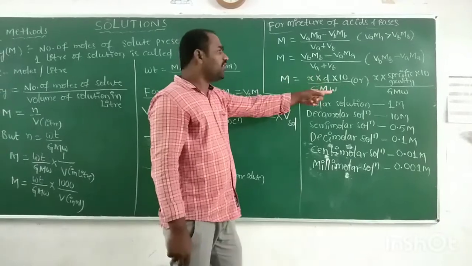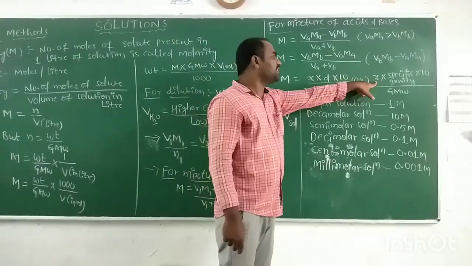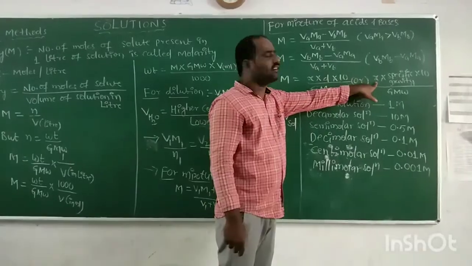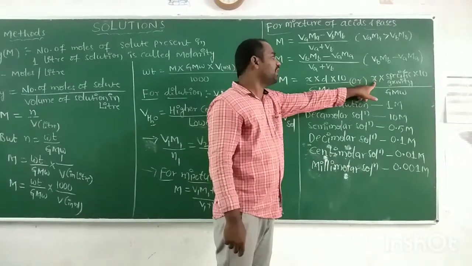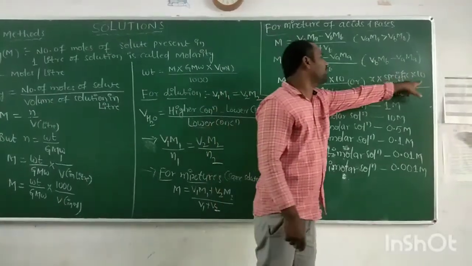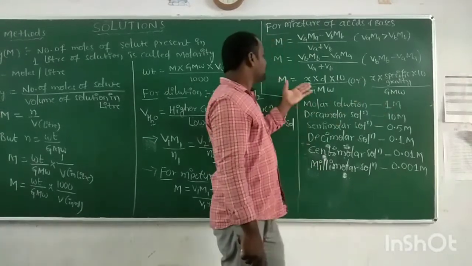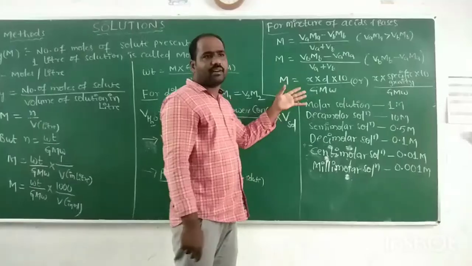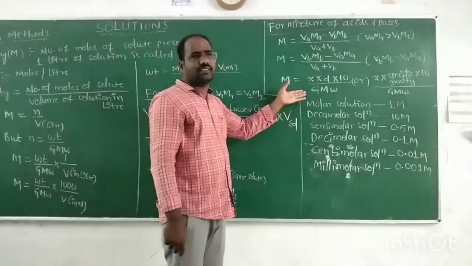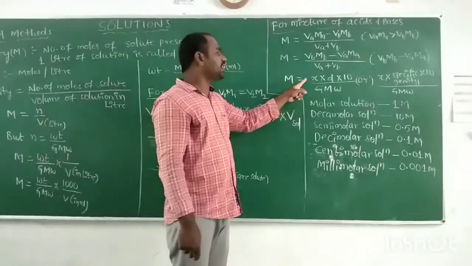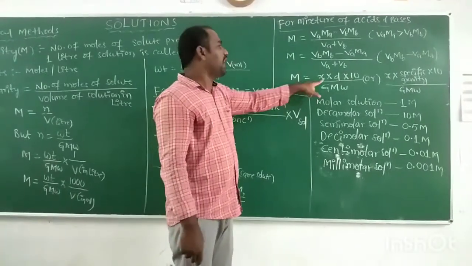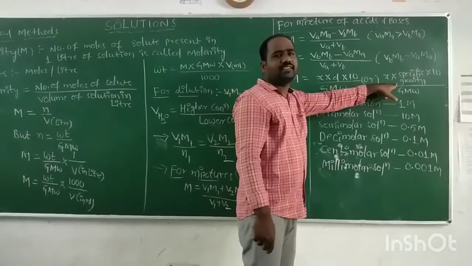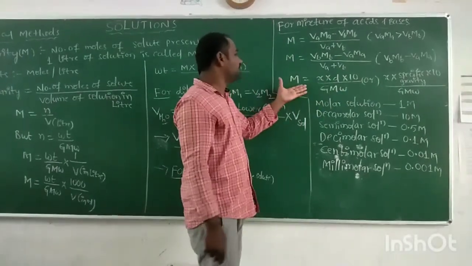If specific gravity and mass percentage or mass to volume percentage are given, we can use another formula: X into specific gravity into 10 by gram molecular weight. This formula is used whenever the solute is given in mass percentage or mass to volume percentage and the density or specific gravity is given.